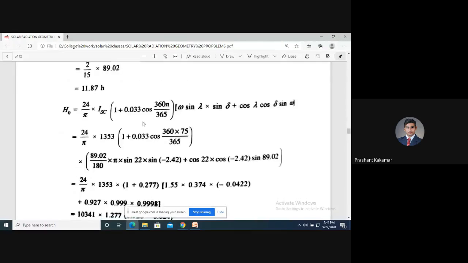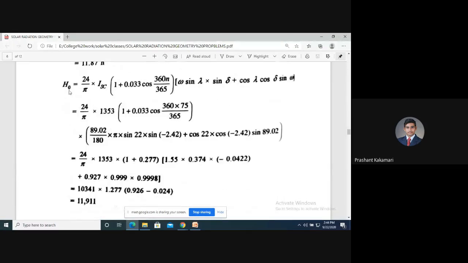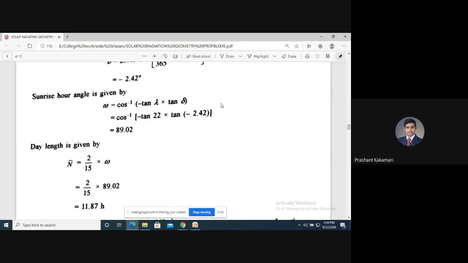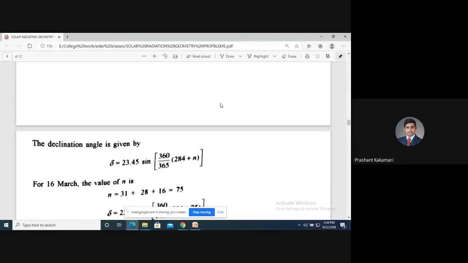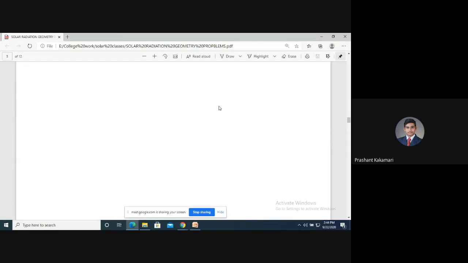Next, we need to find out this H naught. Before going to this H naught, we need this n value. The solar constant is known to us. We need the hour angle, then latitude phi, and the declination angle is required. So we can go one by one. Declination, all of you know.